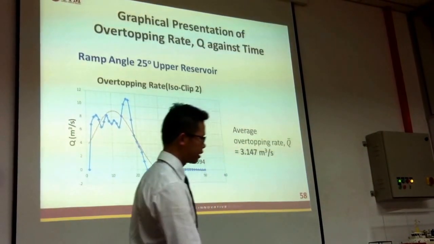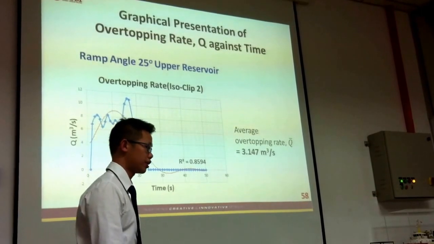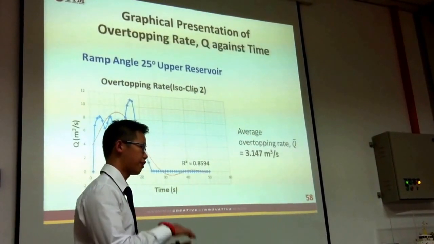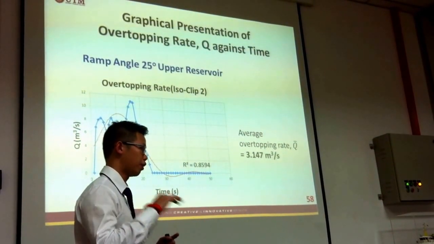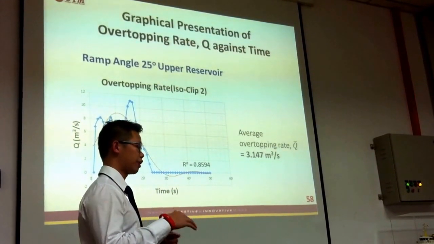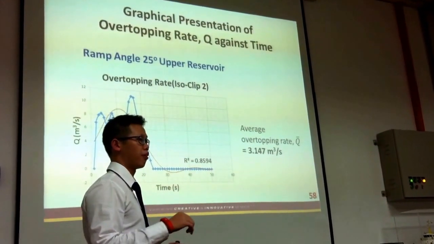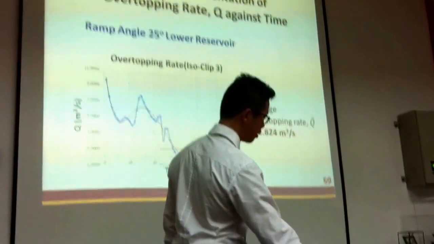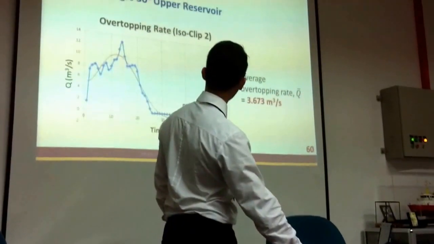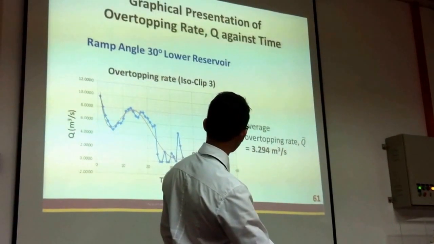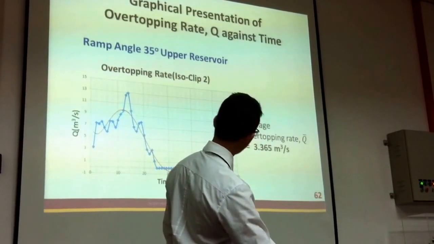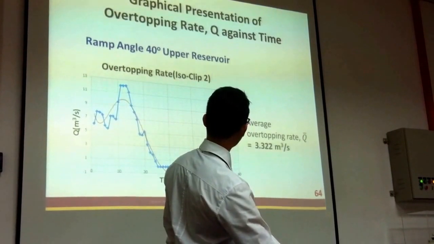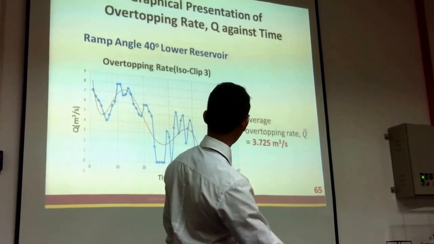So these are the graphs that I've plotted from the analysis. Basically, it's a graph for every ramp angle at its upper and lower reservoir. So from each graph, I can determine the average overtopping rate as determined earlier. So it is 25 degrees upper and lower reservoir, 30 degrees upper and lower reservoir, 35 degrees upper and lower reservoir, and finally 40 degrees upper and lower reservoir.